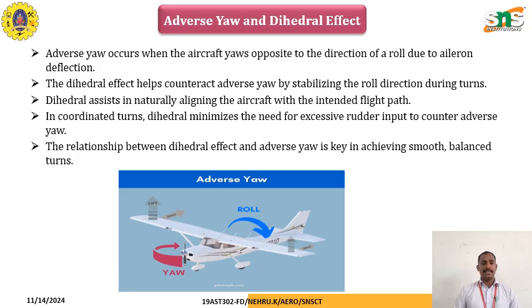Adverse yaw occurs when the aircraft yaws opposite to the direction of roll due to aileron deflection. So this means both yaw and roll should be coupled, whereas the rudder and the aileron should operate in the opposite direction. Whereas in this adverse yaw case, both operate in the same direction. So the dihedral effect helps to counteract adverse yaw by stabilizing the roll direction during a coordinated turn.